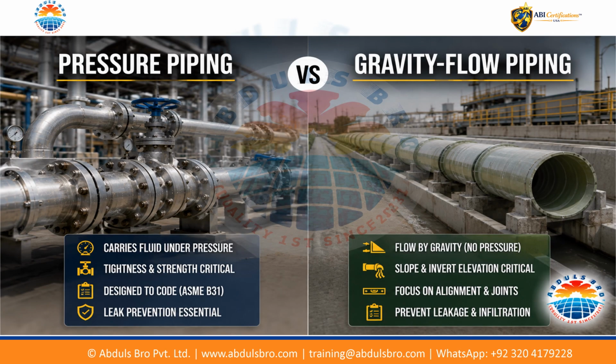Let's see the difference between pressure piping and gravity flow piping. Piping systems must be evaluated according to their service and operating conditions. For pressure piping, QA/QC focuses on pressure rating, material compatibility, joint integrity, supports, restraints, and the specified pressure test requirements. For gravity flow systems, line grade, invert elevation, slope, alignment, bedding, and joint integrity become critical inspection parameters. Testing requirements are service specific, therefore, the inspector must verify the applicable project specifications and approved test procedures rather than assuming that every piping system requires the same hydrostatic test.